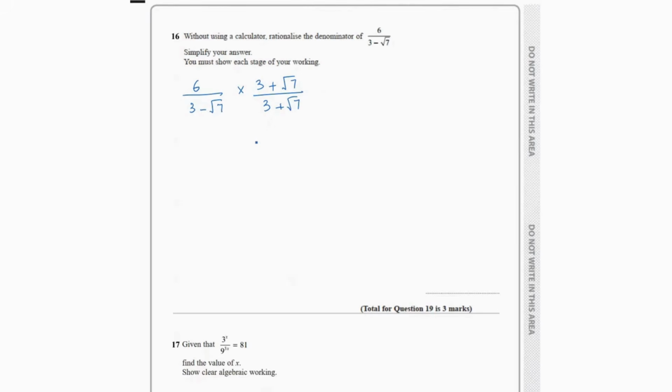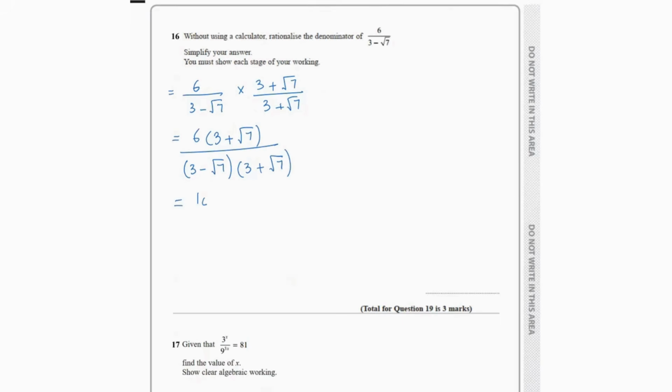You will multiply and divide the fraction by this. Not just multiply, not just divide, both. And make sure that the sign in the middle is opposite. So now you multiply them horizontally. We don't simplify it vertically because then it will go back to the initial question. We don't want that. We're trying to rationalize the denominator. Rationalizing means that you're trying to get rid of the square root from the denominator. So it's going to be 6 times 3 plus root 7 over 3 minus root 7 times 3 plus root 7.